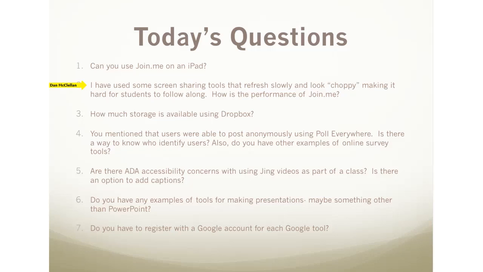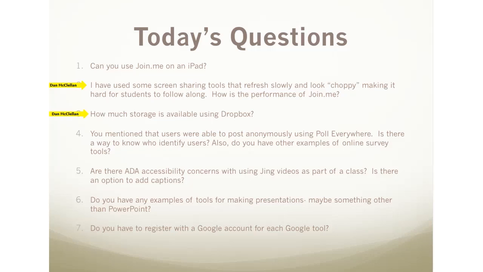Question number 2 says, I have used some screen sharing tools that refresh slowly and look choppy, making it hard for students to follow along. How is the performance of JoinMe? There is some delay, but I have not had significant problems where the screen is freezing or really choppy. It refreshes fairly quickly, and usually you just need to be cognizant that if you move the mouse around, you're not clicking too fast while giving information, so that if the student has a slower internet connection, they're able to see the screen while you're giving an example. So it is good advice to maybe pause in between when you move the screen and when you share information.